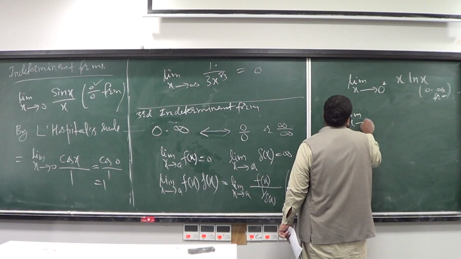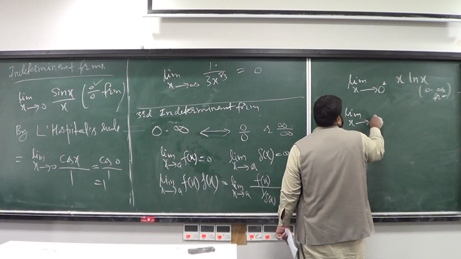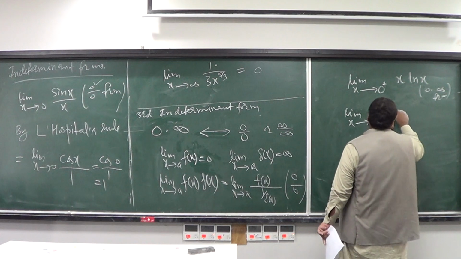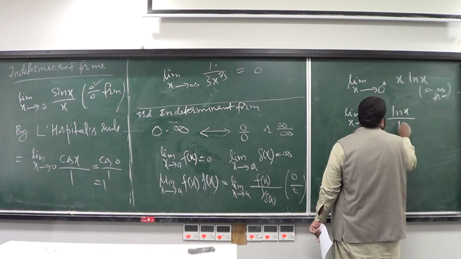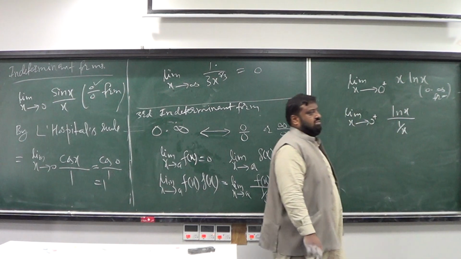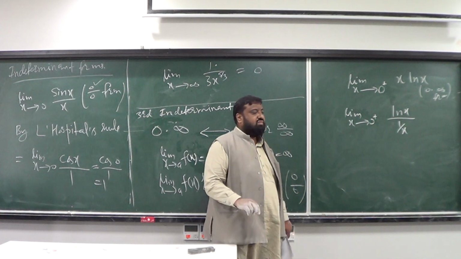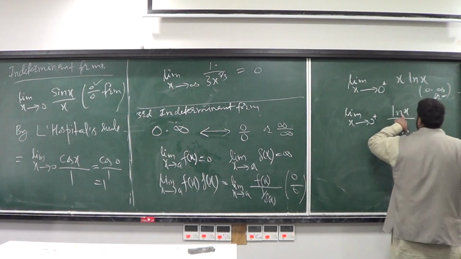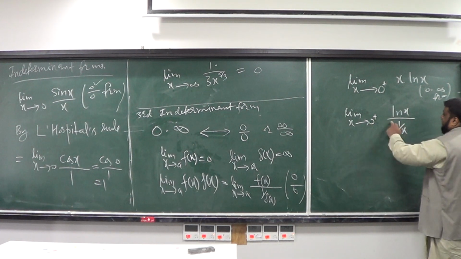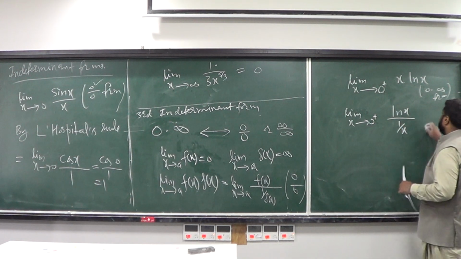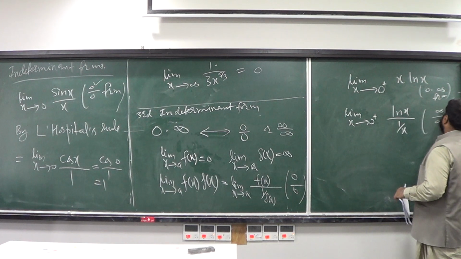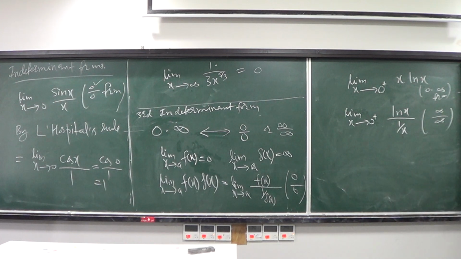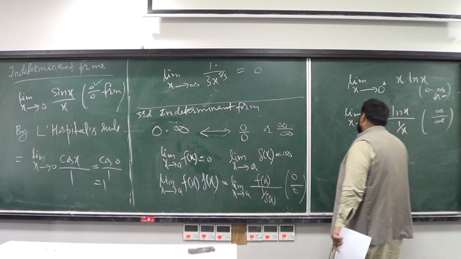Say, for example, write this as limit x goes to 0 plus of log x divided by 1 over x. Let's write it in this manner. If you substitute 0, log 0 would be infinity, and 1 over 0 would be infinity as well. So it is infinity by infinity form. You got it in indeterminate form, and now apply the L'Hopital rule.